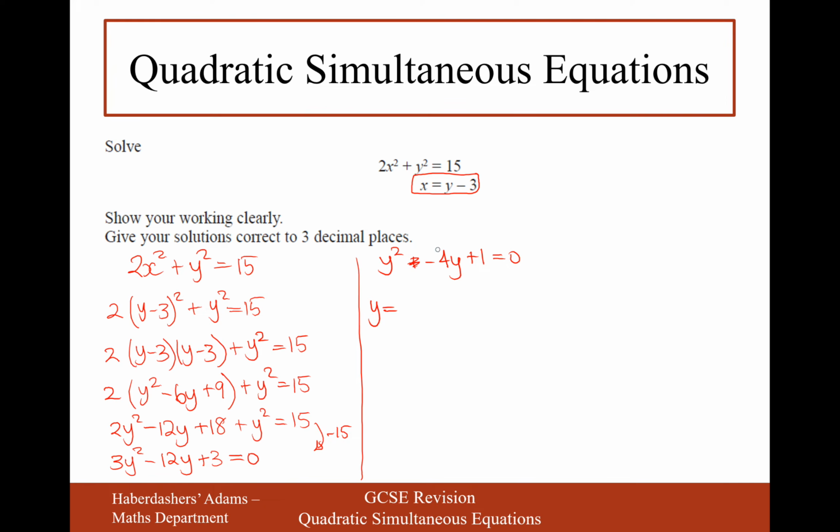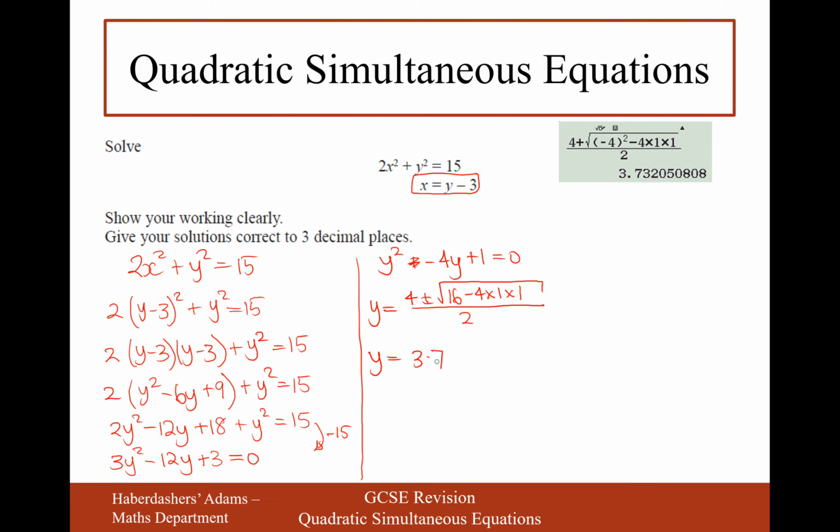It's going to be y equals minus b, that would be 4, plus or minus the square root of b squared, that's minus 4 squared, that's 16, minus 4 times a times c, all over 2a, that would be over 2. So grab your calculator and then type all of that into your calculator. So the first solution is going to be 3.73 and the second solution is going to be y equals 0.2679.